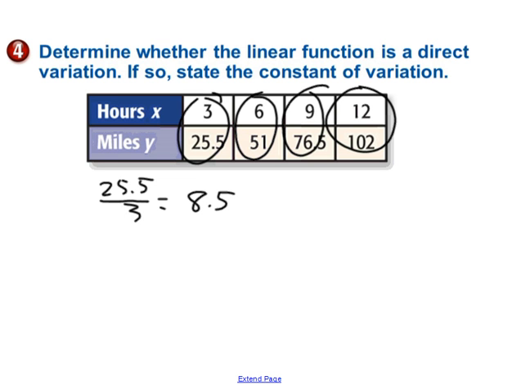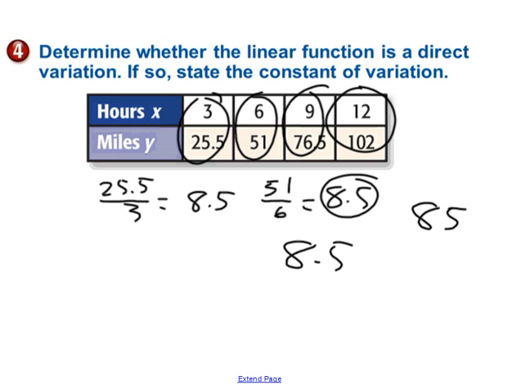I'm going to do the next one, which is 51 divided by 6, and that also comes out to be 8.5. So it's looking pretty good, but we've got to continue on and check them all. All right, so we've got 76.5 divided by 9, and that also comes out to be 8.5. And 102 divided by 12 comes out to be 8.5. So this is a direct variation, and its constant of variation would be 8.5.